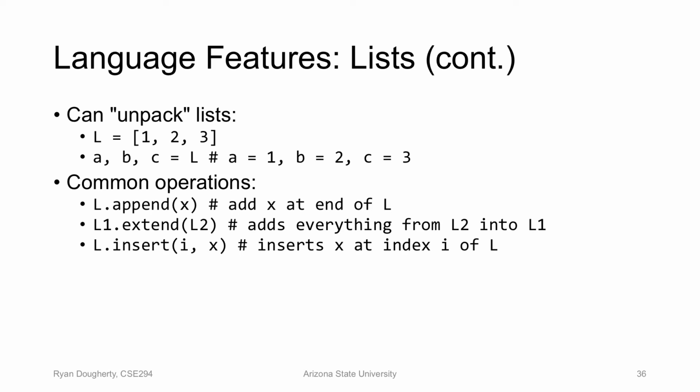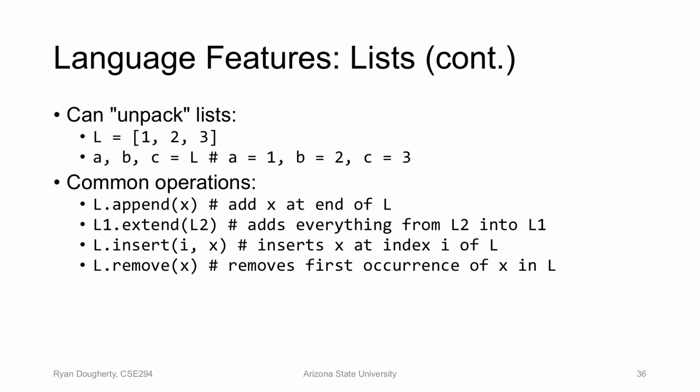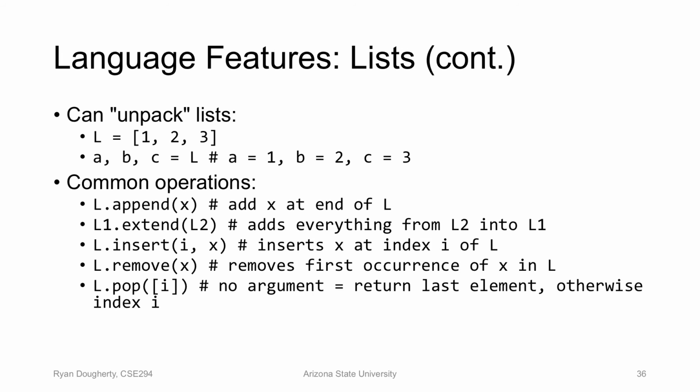Okay. We have insertion at an arbitrary index, so we say insert I, comma x, so I'm inserting at index I with the value x, just as you would expect. Removing x, you just remove the first occurrence of x in the list, and if it doesn't exist, it'll throw an exception because it's trying to remove something that doesn't exist.